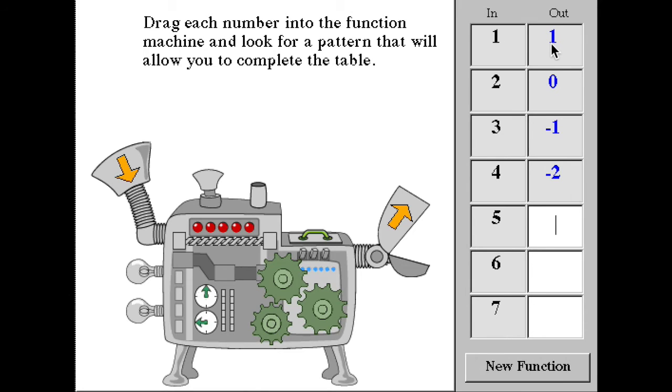Hopefully you see it, that notice as we go 1, 2, 3, 4, 5, 6, 7 with the input numbers, our output is 1, 0, -1, -2. So think about what the next one would be. Okay, in this case it would be -3, -4, and -5.